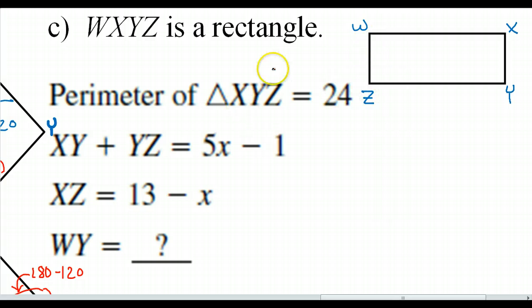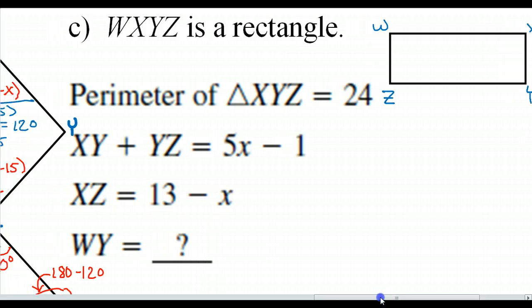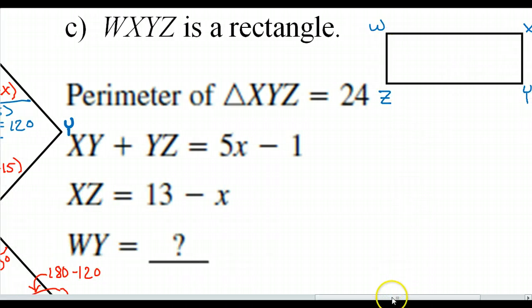Now, when we do this math, just understand that I've randomly put these letters on here. But this side that I've drawn to be longer, this could turn out to be the short side. So don't worry about the fact that the picture may or may not match what the numbers give us, because this is just a model.